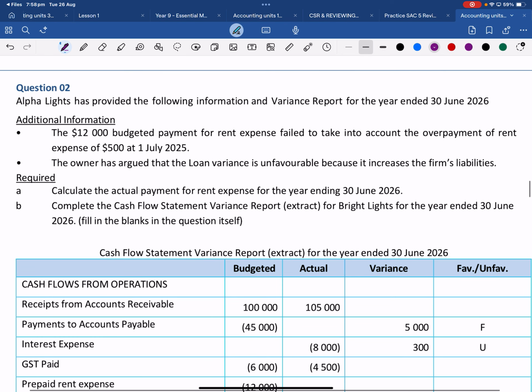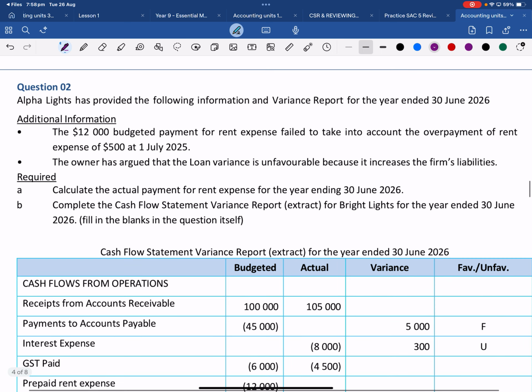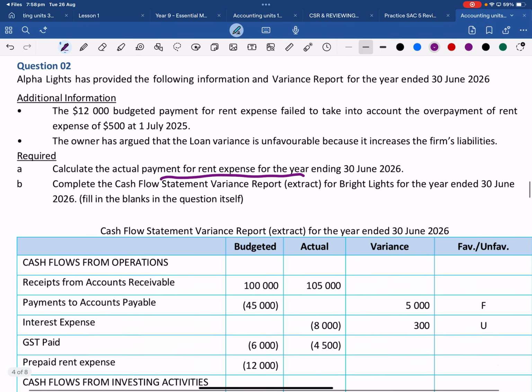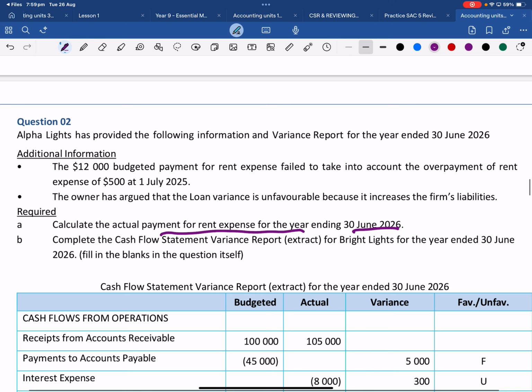Actually, I changed this one because I remember I told you this was a VC question, and they made it a bit even harder than this because they had another payment at the end of the period as well. But I changed it, so as a result, it is a bit easier than the actual question. Next one. All right, this is the one. 12,000 budgeted payment. That's part A as well. Calculate the actual payment for rent for the year ending 30th June.